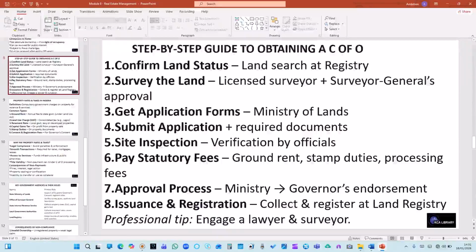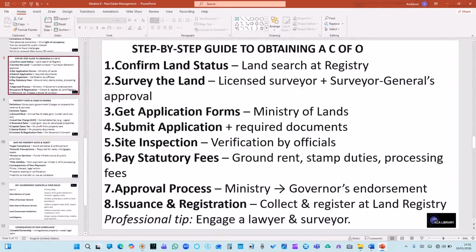Then at the number six stage, you pay your statutory fees, such as ground rent, stamp duties, as well as processing fee. Then number seven step is the approval process. The ministry, after governor's endorsement, will approve the C of O. Then number eight step is issuance and registration. At this stage, you now collect your C of O and register your land at the land registry.